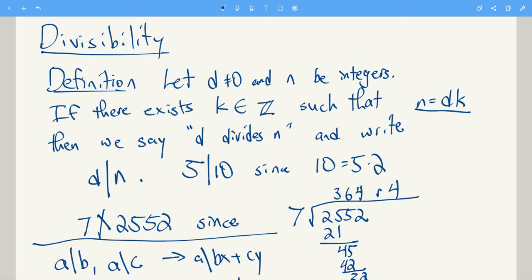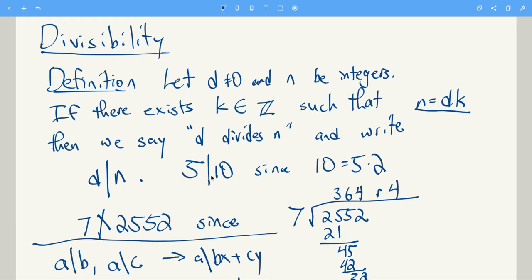Okay, so first off, we have a definition. If d and n are integers and d is non-zero, and a multiple of d is equal to n, so there's some integer k such that dk equals n, then we say d divides n. And if that's true, we write d with a vertical line and then n.